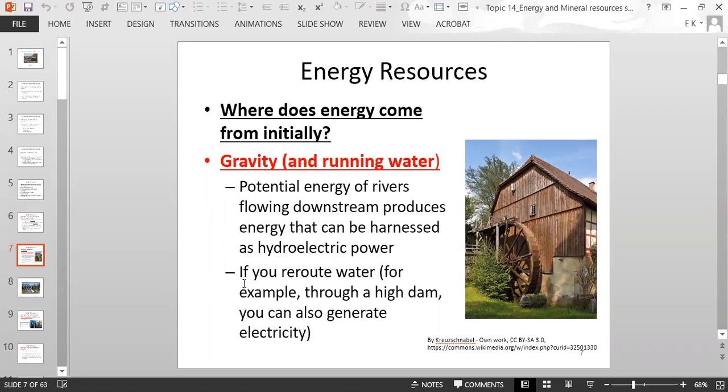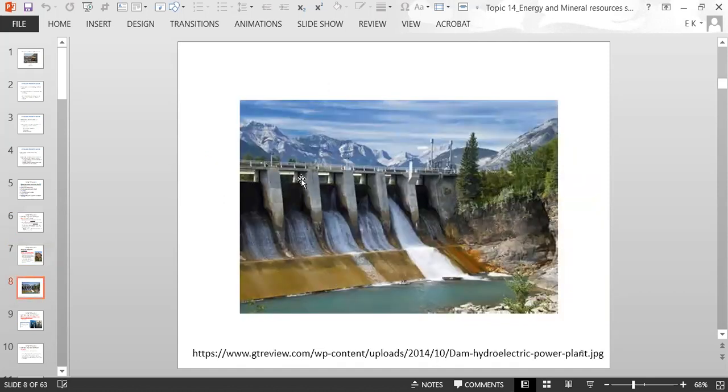Also, you can build a high dam and then you're also spinning a turbine which generates electricity. So in this case, this is a dam where the water is going through the dam and then the hydroelectric power is generated.